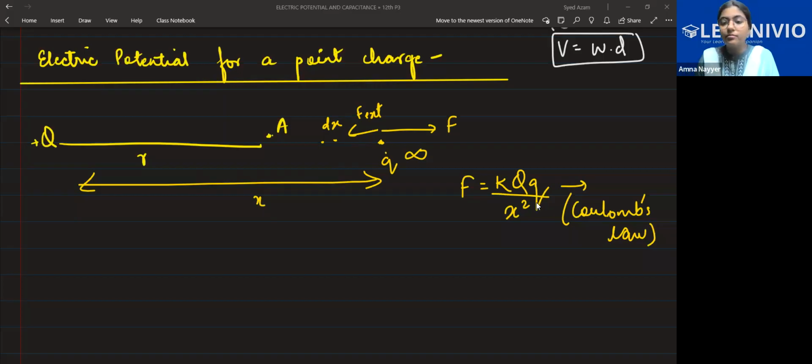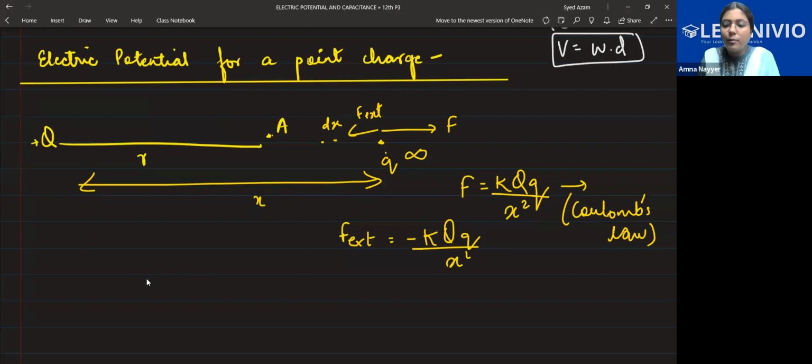So class, in this case, the external force will be the negative of the internal force, minus capital Q small q by x squared. This is according to Newton's third law of motion. Recall action reaction: FAB is equal to minus FBA. So your internal force will be the negative of the external force, and the external force will be the negative of the internal force. Magnitude can be this. So this is your external force.